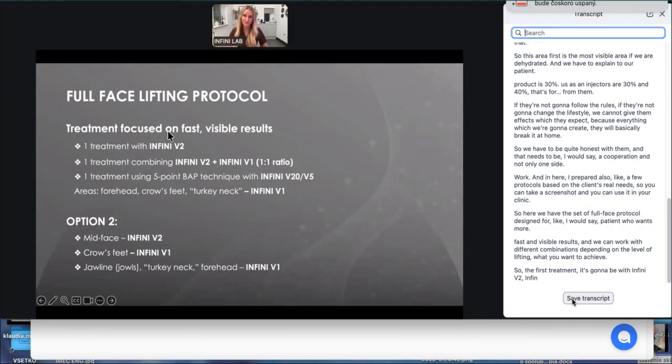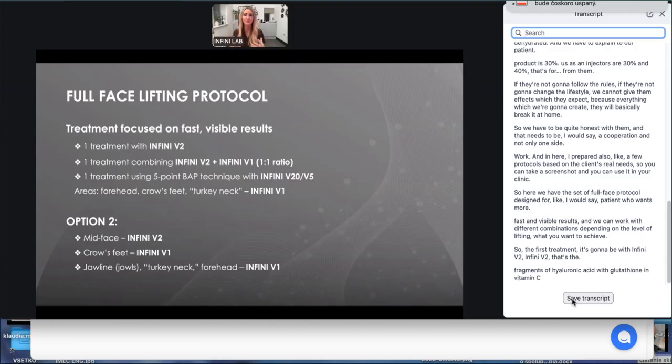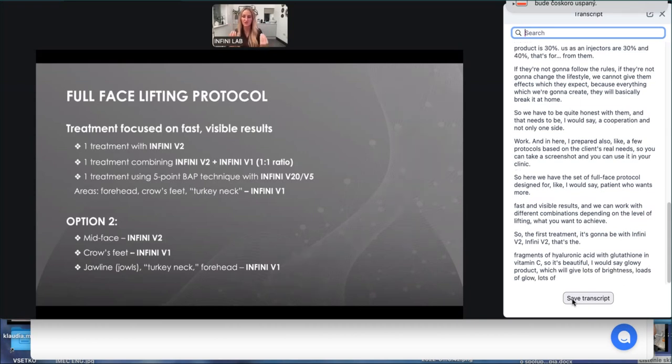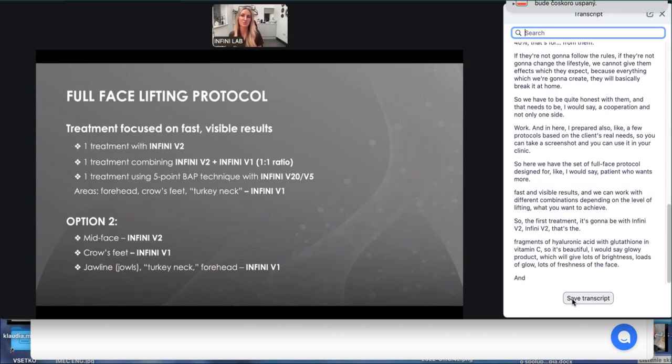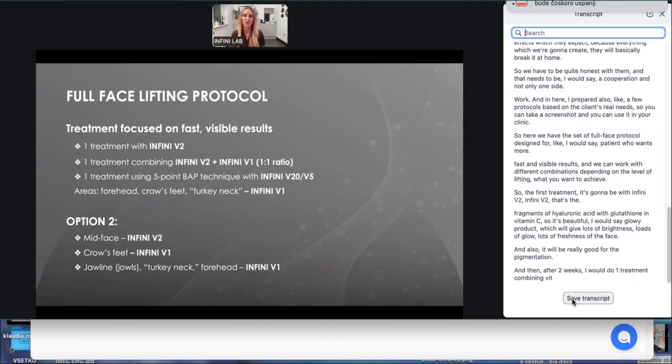Infini V2 is fragments of hyaluronic acid with glutathione and vitamin C. So it's a beautiful, glowy product, which will give lots of brightness, lots of glow, lots of freshness of the face. And also it will be really good for the pigmentation. And then after 2 weeks, I would do one treatment combining V2 and V1 with 1-to-1 ratio.